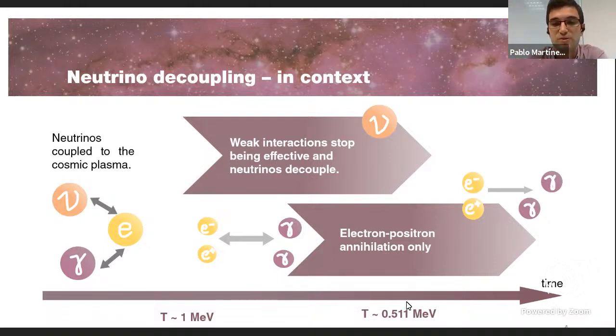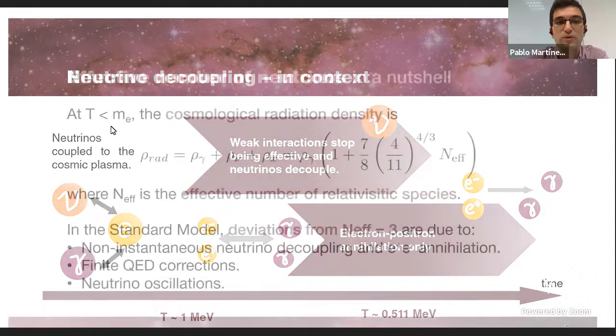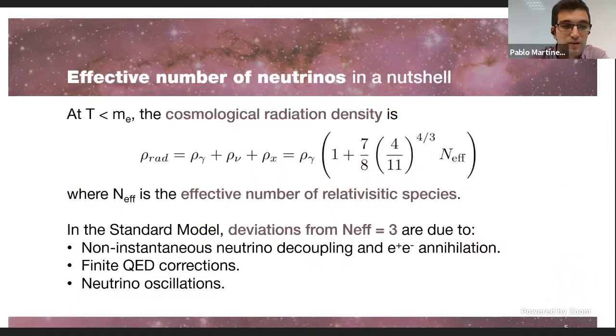And similarly, electron positron annihilation is also not just an instantaneous process. And to make it even more complicated, these two things overlap slightly. So the computations are complicated, but the overall picture, I hope, is kind of clear. So first, weak interactions stop working, and then we have electron positron annihilation, which raises the temperature of photons. After all this has happened, when the temperature is smaller than the mass of the electron, the cosmological radiation density can be written in this way.